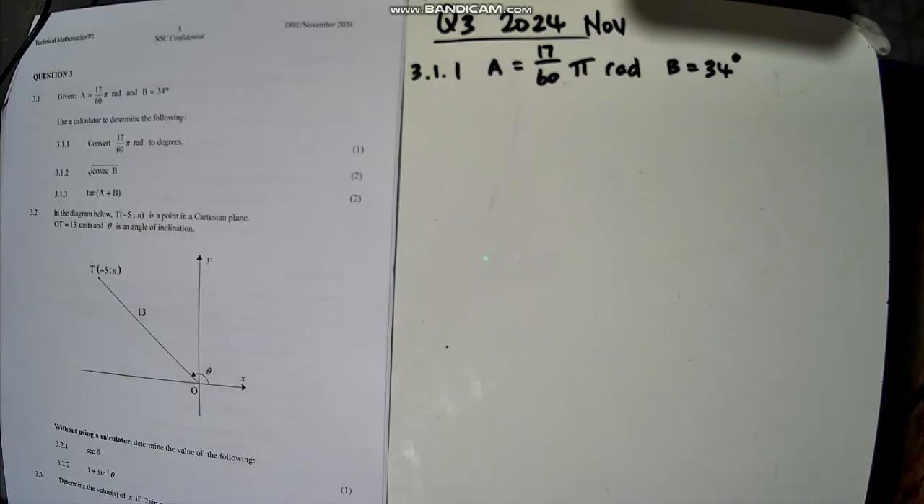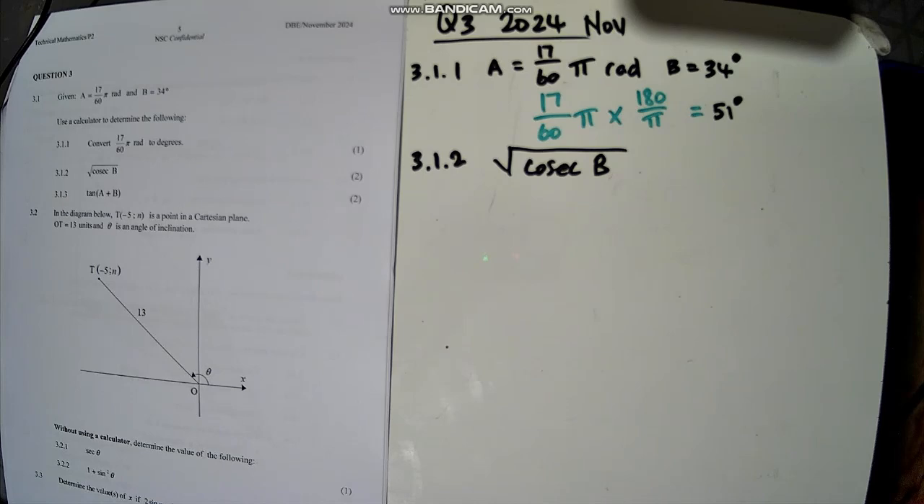We're busy with 2024 November question 3. Now 3.1.1 says you must convert A. Take A and convert it into degrees. To convert into degrees, it's times 180 over pi. And so we get an answer of 51 degrees.